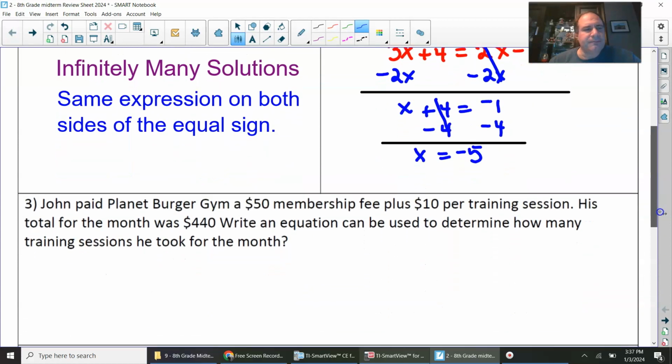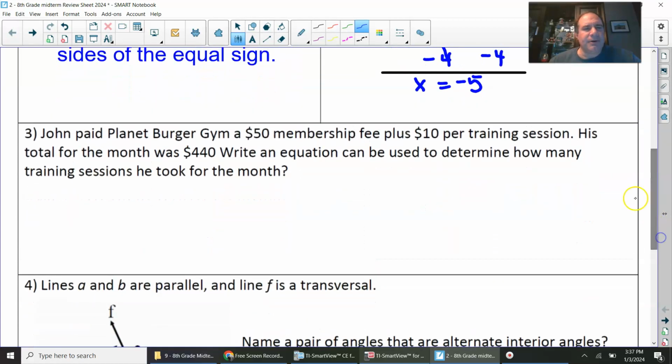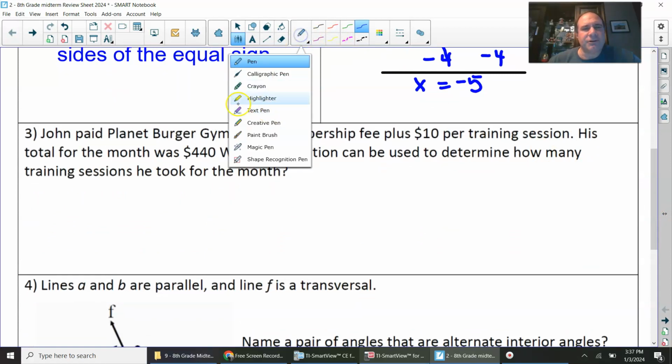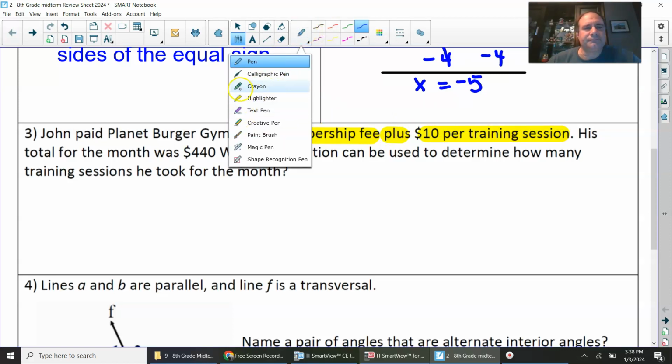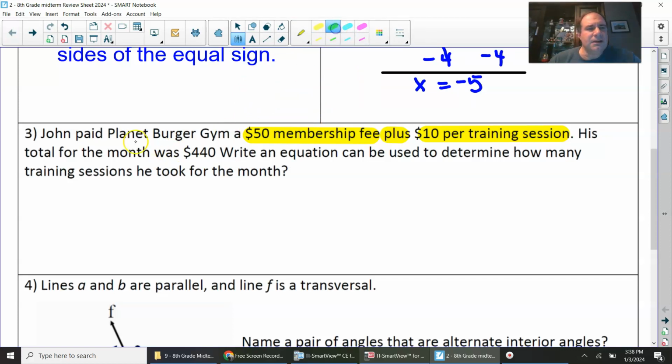And that's number 2. John paid Planet Burger Gym $50 membership fee. So I'm going to highlight $50 membership fee plus the $10 per training session. So it is a plus, right? So you're adding. The total for the month was $440. And all you have to do is write an equation that can be used to determine how many training sessions he took for the month.